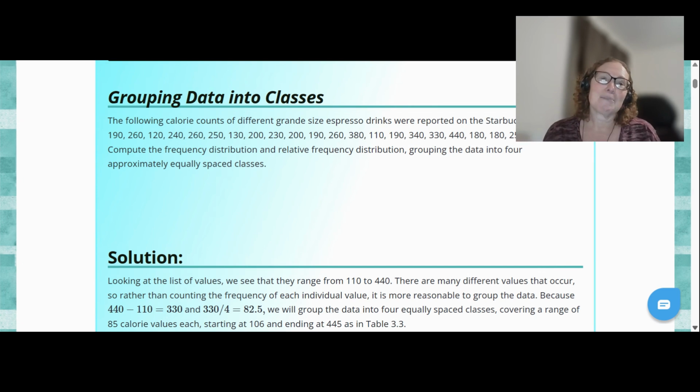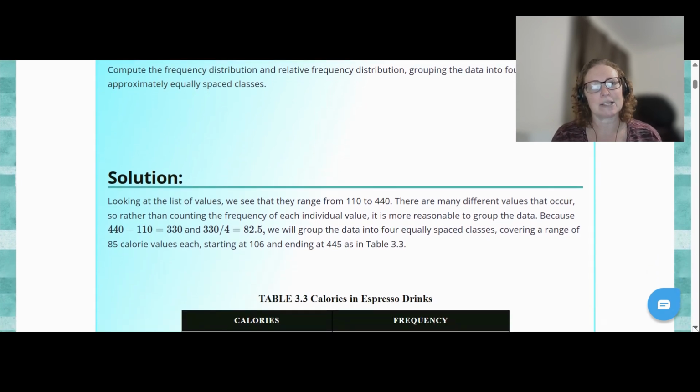So looking up the calorie counts of the different grande size drinks at Starbucks had this range of calorie counts. Okay. It's 190 on this end to 400 on this end. So how can we make sense of that? That's what we want to do. So we're going to look at the frequency distribution, the relative frequency distribution. We're going to group the data, and we're going to see if we can help this data make sense.